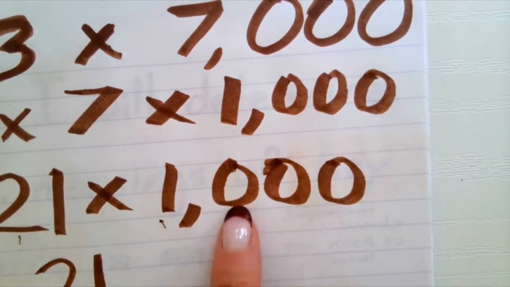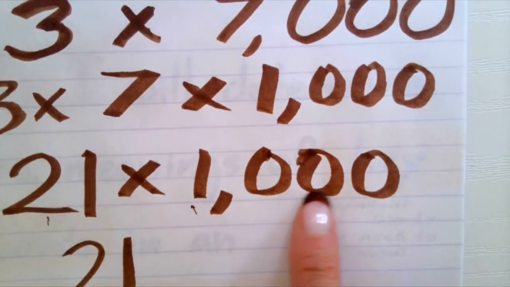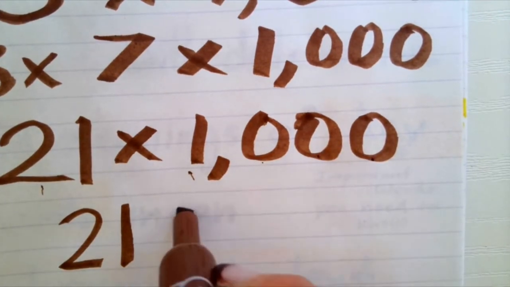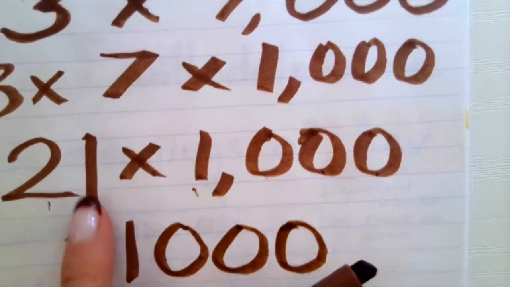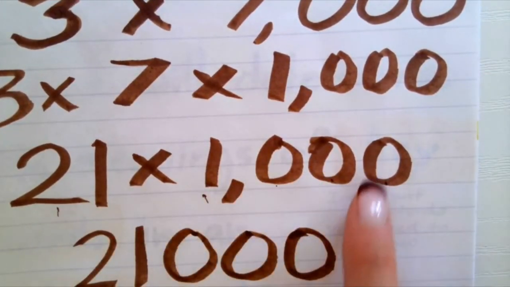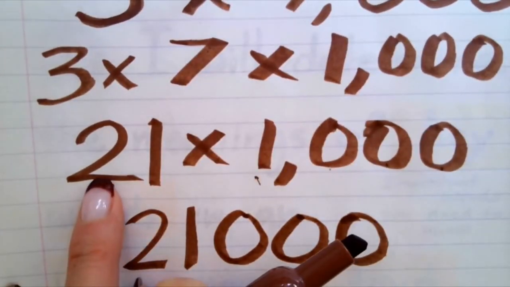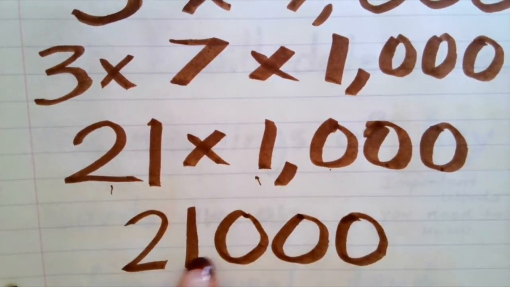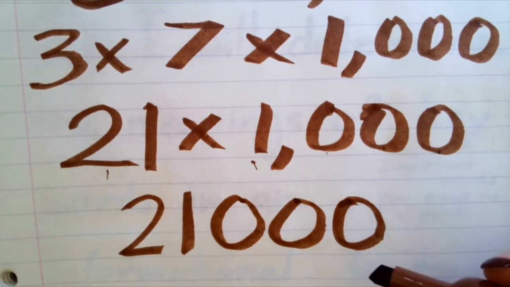How many place values does 1,000 move the digits in 21? There are 1, 2, 3 zeros, so we put 1, 2, 3 zeros because this 1 is being multiplied by 1,000, so it goes from the ones place to the thousands place. This 2 that's in the tens place is being multiplied by 1,000, so it moves all the way up to the, what place value is this? The 10,000s place.